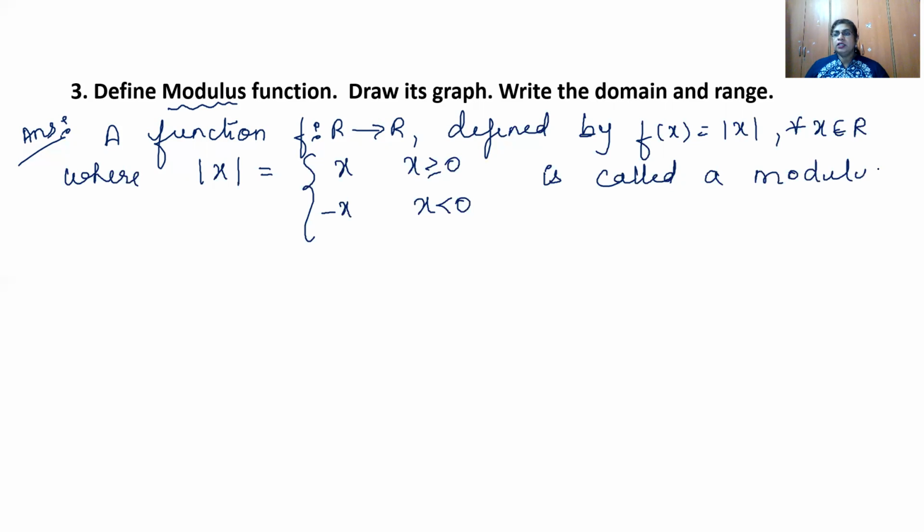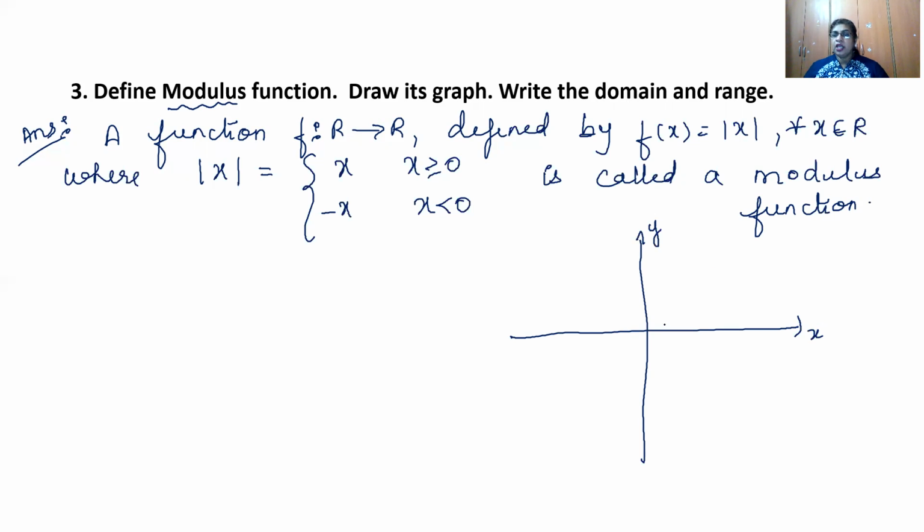Is called a modulus function. So next step, we want to draw the graph. So how do we draw a modulus function graph? We have the x and y axis. So here it is x axis and y axis here. So we have 0, 1, 2, minus 1, minus 2, here 1, here this is 2.